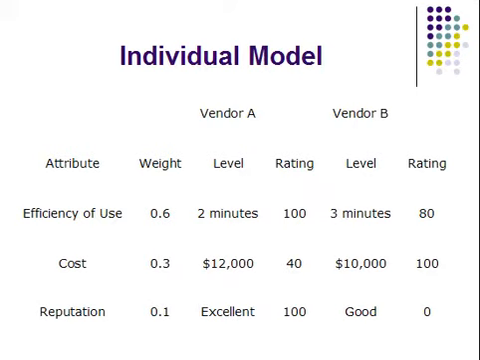To determine the weights of each attribute, the facilitator asked, "Which attribute is least significant to you for the implementation of an EMR system?" The decision maker stated, "Reputation is the least important to me for an EMR system." Reputation was therefore given a value of 10.